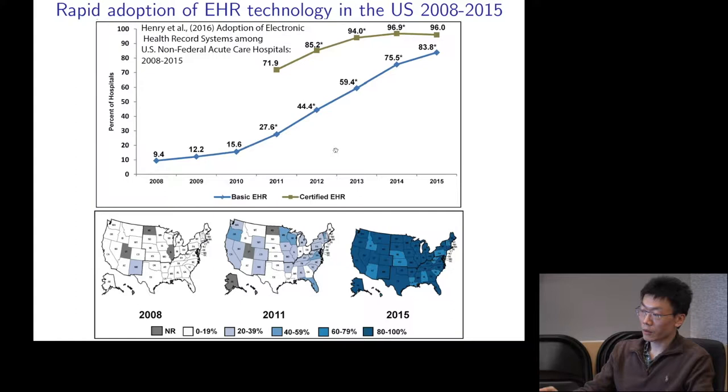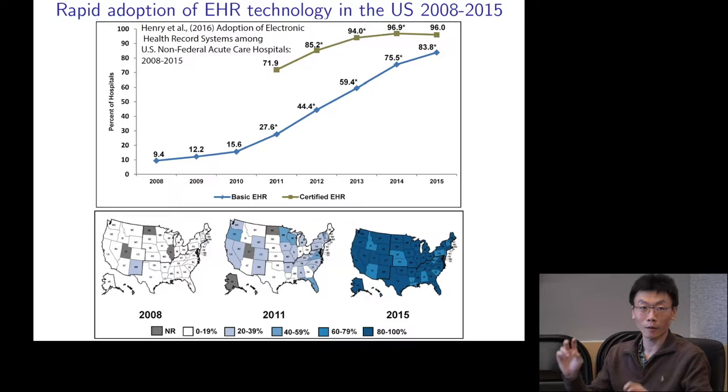Let's look at a brief history of electronic health record technology, starting from 2008. This is a map of the United States, where the blue states have already adopted EHR. You can see that in 2008 only 9% of hospitals had adopted EHR technology, whereas in 2015 almost all hospitals, like 96% or 83%, had adopted it, in almost all of the states in the U.S. This indicates the importance of EHR and implies that the medical record has gone electronic.